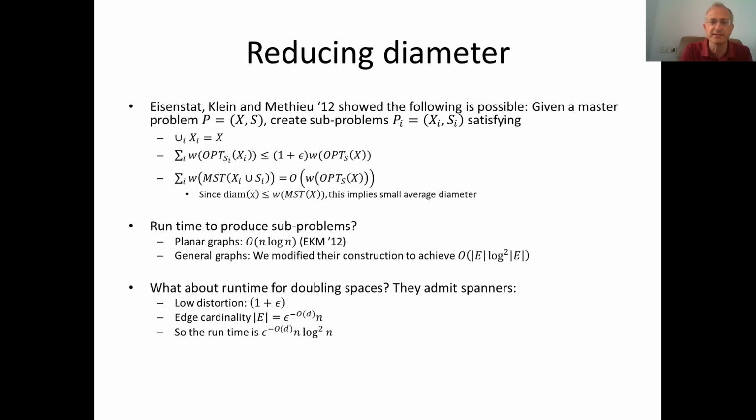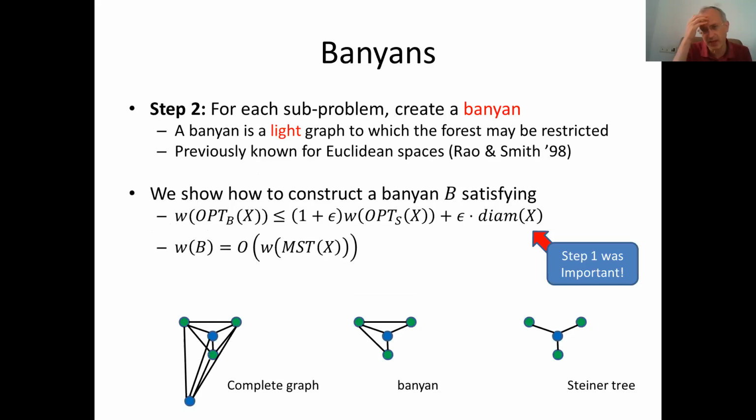What does that mean for doubling spaces? Well, doubling spaces admit spanners. If you have a doubling space, you can put a graph on it and limit your problem to the graph. The spanner has low distortion, only 1 plus epsilon, and not a lot of edges. The number of edges is linear in n when you take the doubling dimension and epsilon to be fixed. Plugging this value for the number of edges into our result for general graphs, you get that the runtime is something like n log squared n. So this is fine, you can do this in our setting. And that is the first step. The first step reduces it to subproblems where you're allowed to pay something in the diameter.